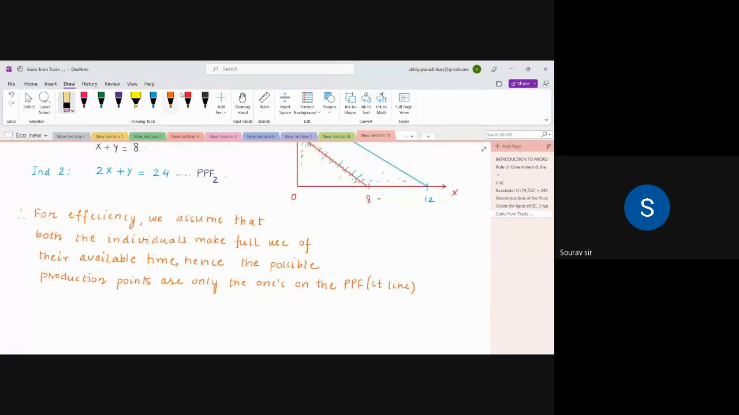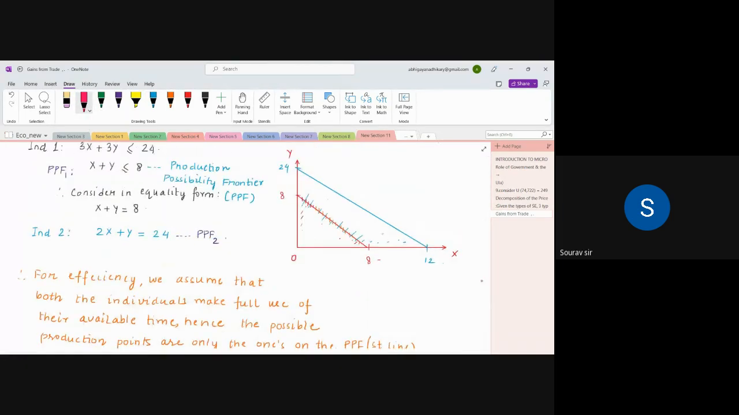Now, essentially, if you understand this concept, this very much looks like a budget line, right? There are two goods on two axes, and we have drawn a straight line which gives me the production possibilities. That means what are the possible XY combinations that the two individuals can produce.